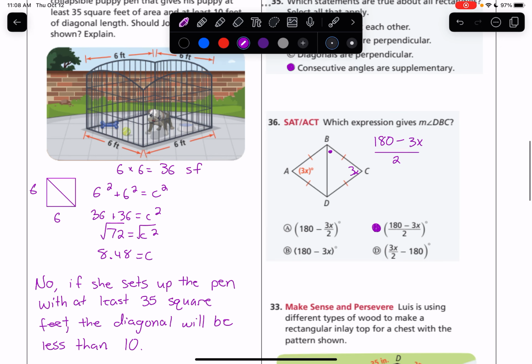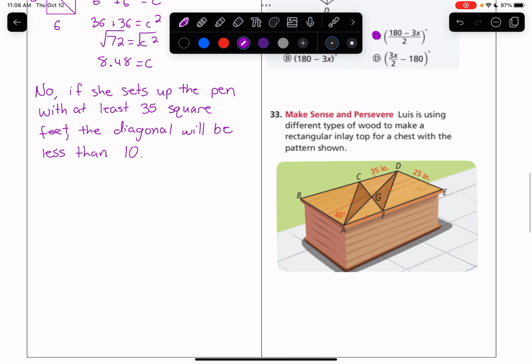And then 33 actually doesn't have a question associated with it. I forgot to put the question in. So we're just going to ignore 33 right there, not do it.